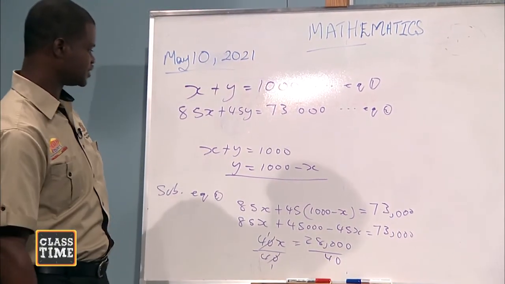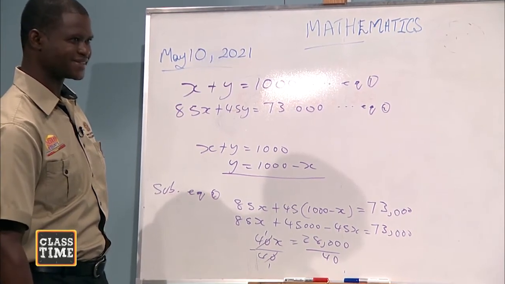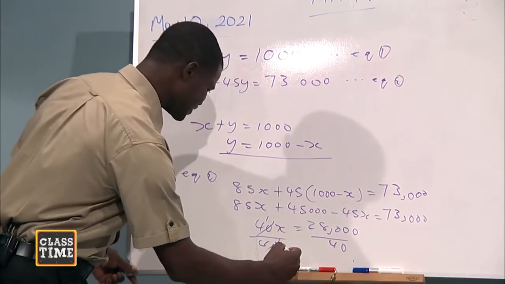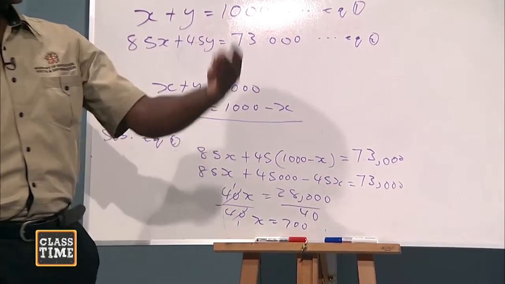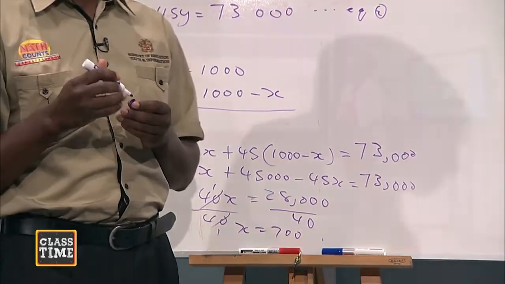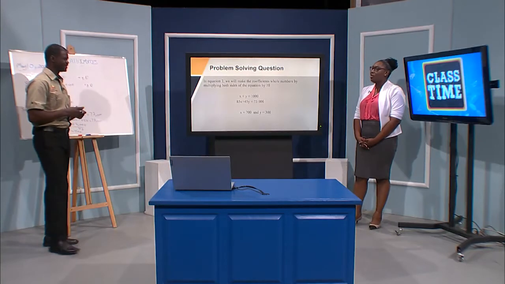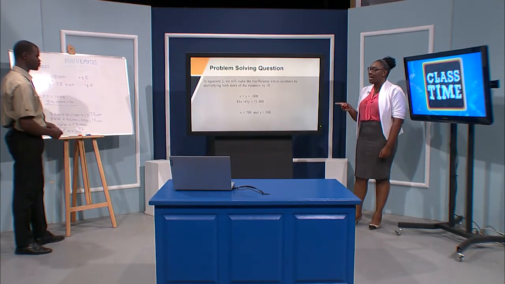All right, so 40 into 28,000 would give 700. So here we are seeing that x is equal to 700. And so now, are we finished? No, because we only have the value of x. So we still need to find the value of y.